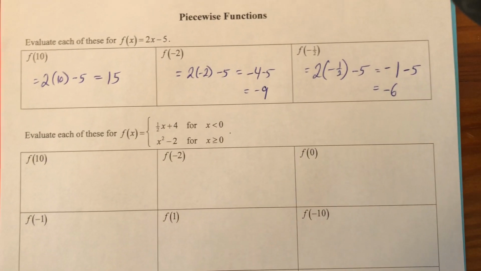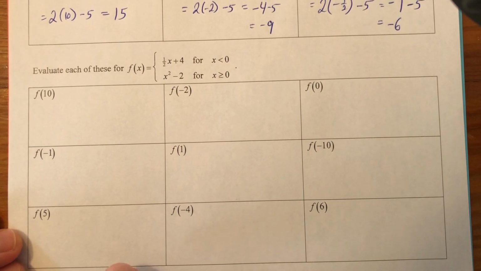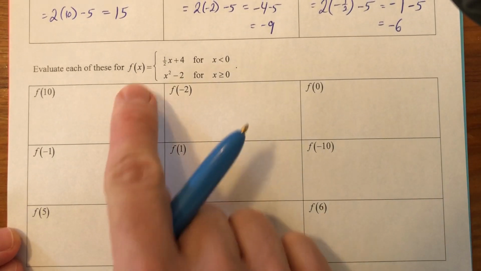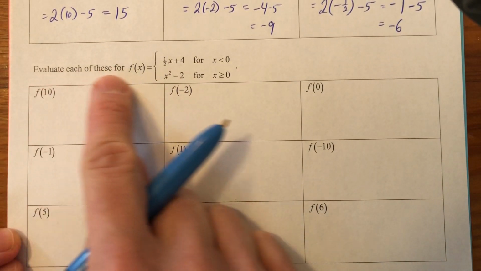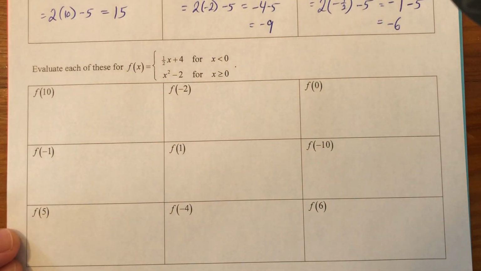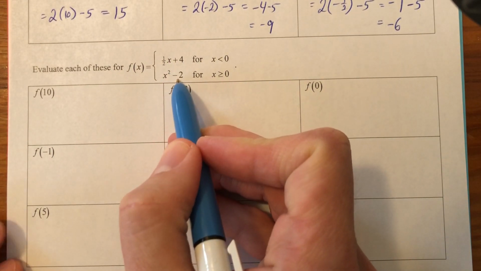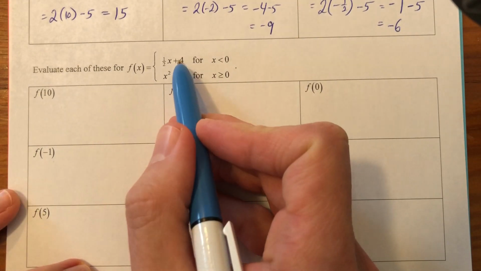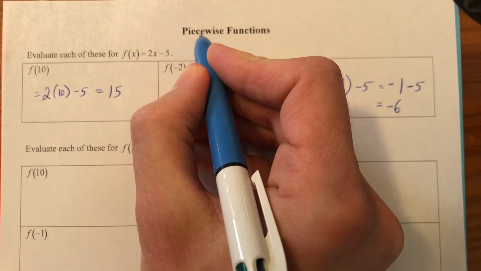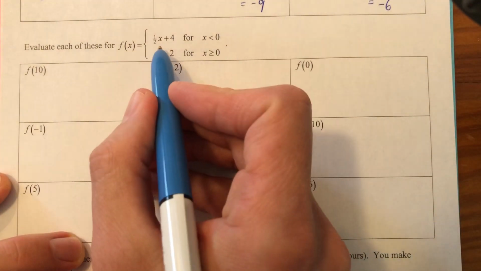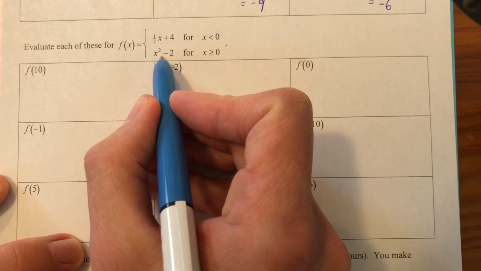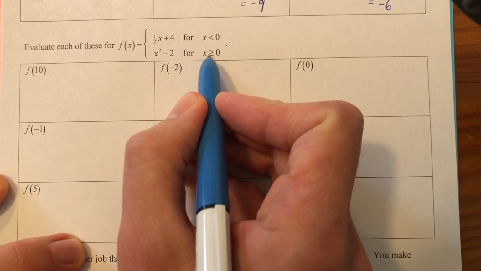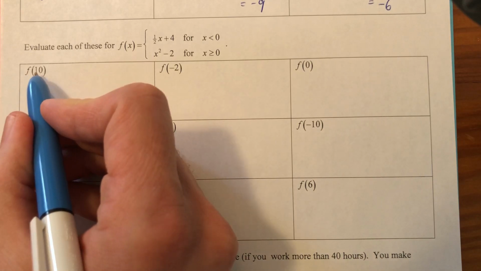What we're going to do is basically similar problems, but we have a different function. So we're going to evaluate each of these for f of x equals, oh, wait a second. This is branched off into 2 separate pieces. So we have 2 pieces of our function, and these 2 pieces are going to be used depending on what our x value is. So f of 10.